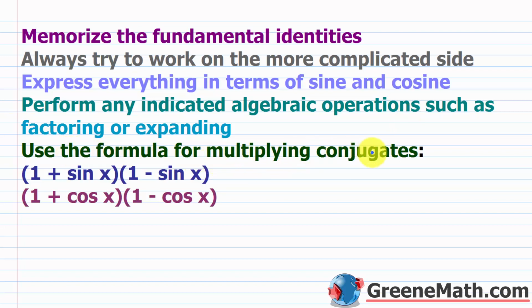So remember, if you have 1 plus sine of x times 1 minus sine of x, this is going to be 1 squared, which is 1, and then minus sine squared x. So basically 1 minus sine squared x, and we know from our Pythagorean identities, this is going to be exactly equal to cosine squared x. Similarly here, I could make this 1 minus cosine squared x, okay? And that's going to be exactly equal to sine squared x.